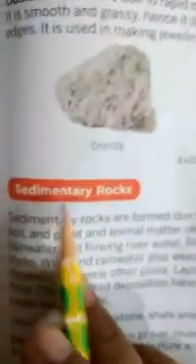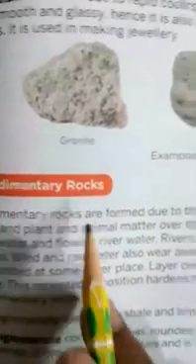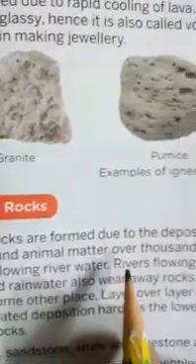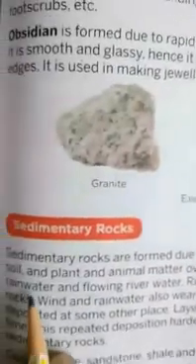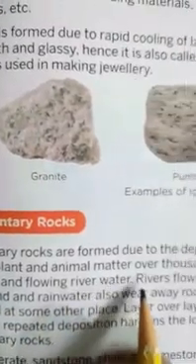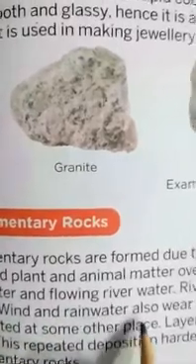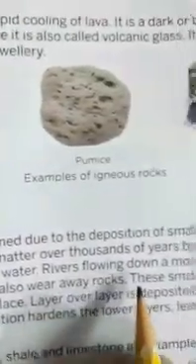Now let's study about sedimentary rocks. Sedimentary rocks are formed due to the deposition of small pieces of rock, soil and plant and animal matter over thousands of years by the action of wind, rainwater and flowing river water. Rivers flowing down a mountain wear away rocks. Wind and rainwater also wear away rocks.